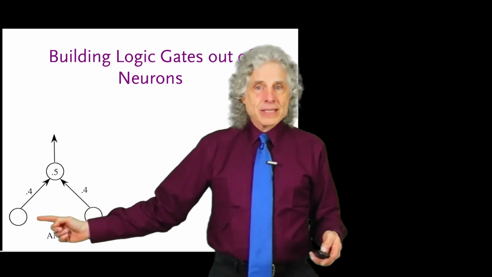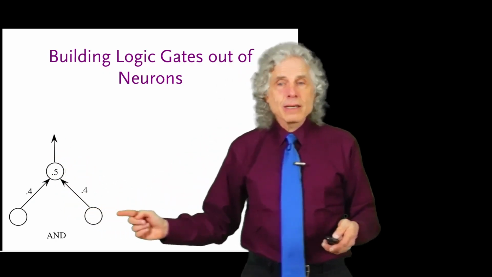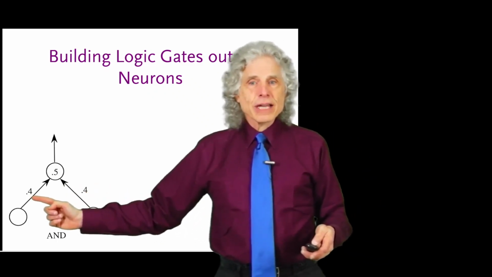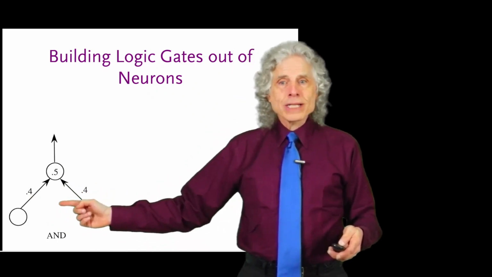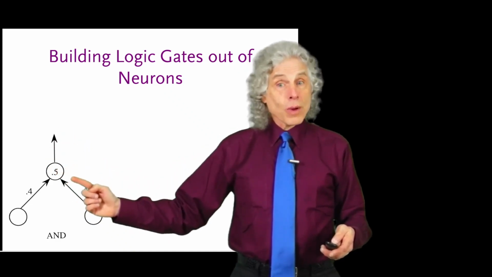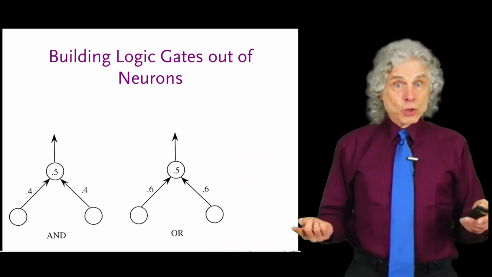So if P is on and Q is not, let's say that its firing rate, we'll call it 1. 1 times 0.4 is 0.4, less than 0.5, not enough to excite the output neuron, so P alone won't do it. By the same logic, Q alone won't do it. But if P is firing and Q is firing, well, 1 times 0.4 plus 1 times 0.4 is 0.4 plus 0.4 is 0.8. That exceeds 0.5, and so this neuron will fire when and only when both of its inputs are firing.